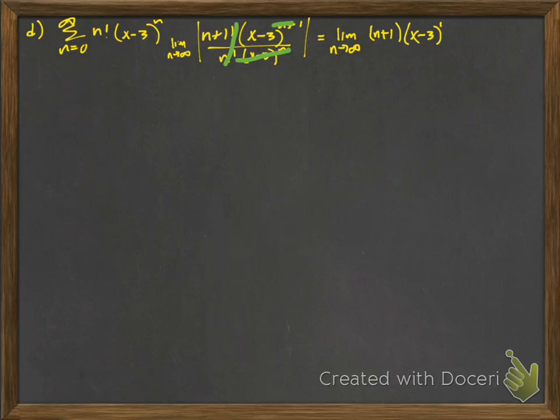And if we go to infinity with n, x is along for the ride. Infinity times whatever x minus 3 is infinity. And that'll never, ever, ever be less than 1. So therefore, it doesn't converge for any of those x's. We have to keep in mind, though, that every series converges at the center. It's just that in this case, it converges only at the center.